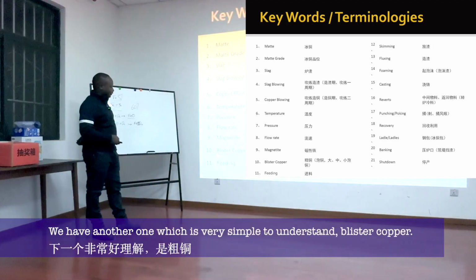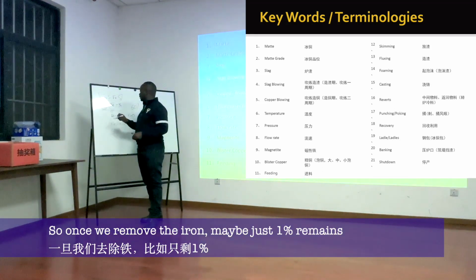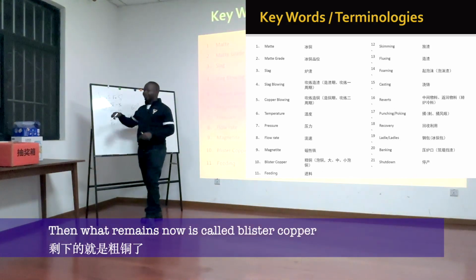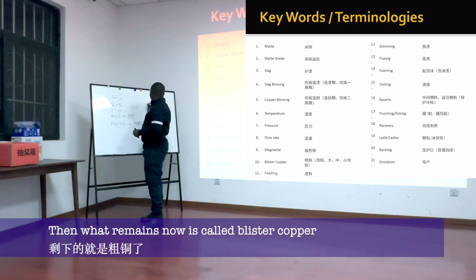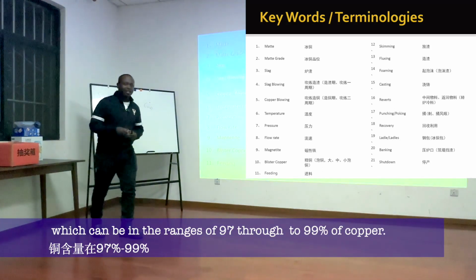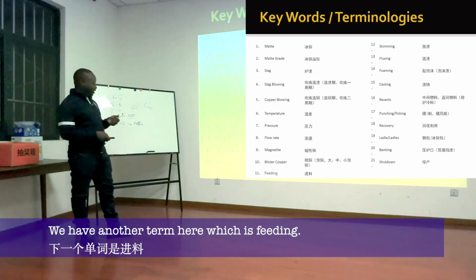We have another one, which is very simple to understand: blister copper. Once we remove the iron, maybe just 1% remains. And also sulfur, maybe just 1% remains. Then what remains now is called blister copper, which can be in the range of 97 through to 99% copper. We have another term here, which is feeding.